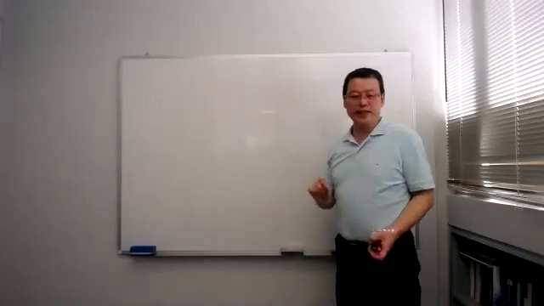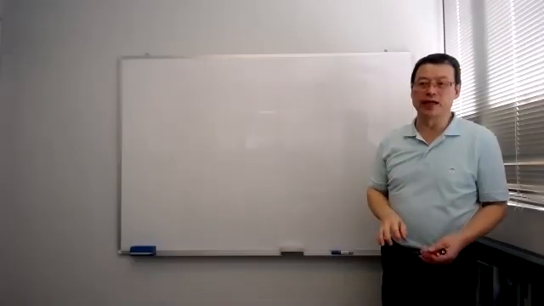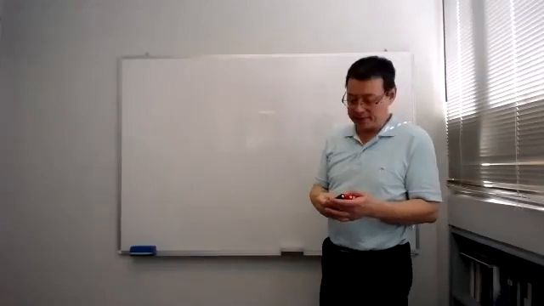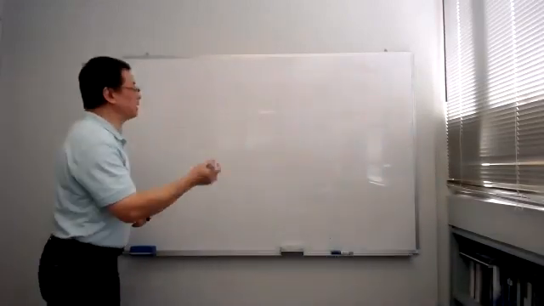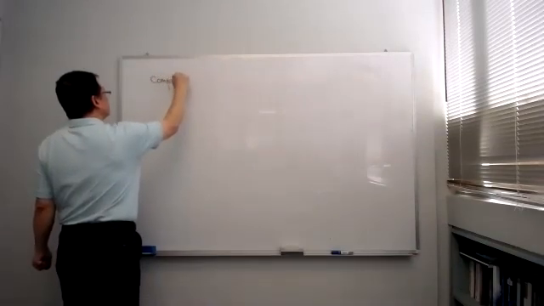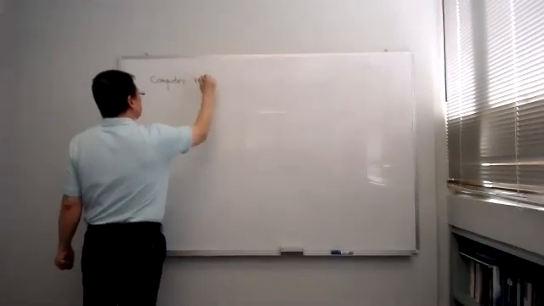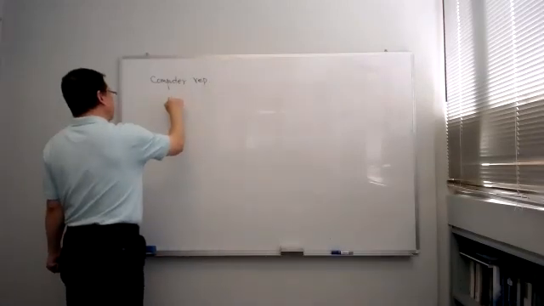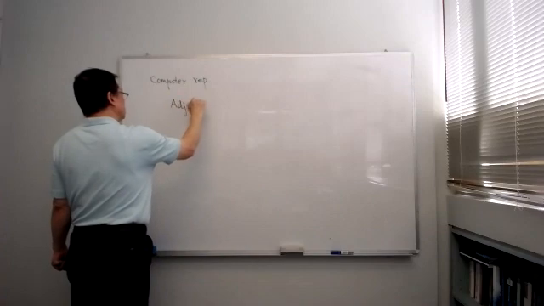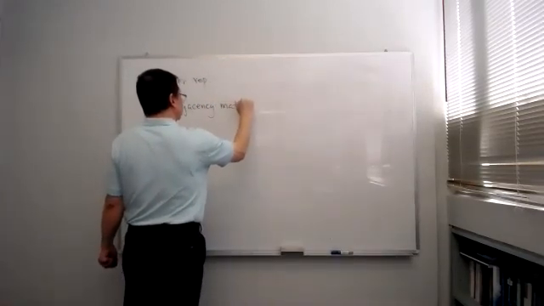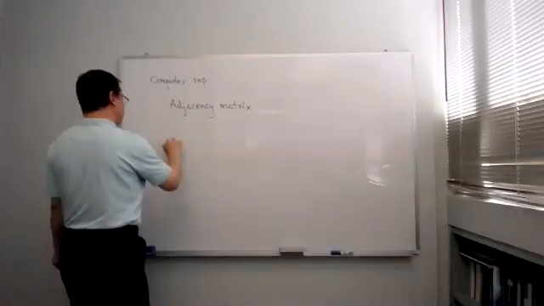Let me briefly tell you the two representations. In the algorithm and data structure course, these things will be discussed. Okay, computer representation. There are at least two ways. One is the adjacency matrix. One is the adjacency list.